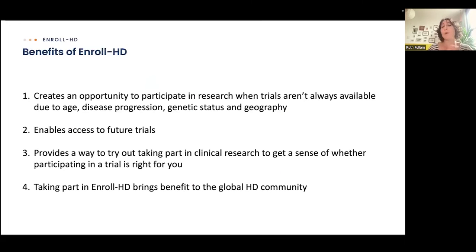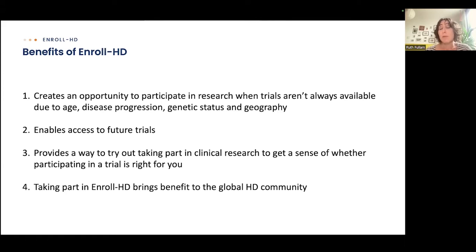So what are the benefits to participants? Well, participating in Enroll does create an opportunity to take part in research when trials are not always available due to age, disease progression, genetic status, or geography. Not all trials take part everywhere. But with Enroll, you can participate in research, and you can feel like you're doing something, you're chipping away at things.